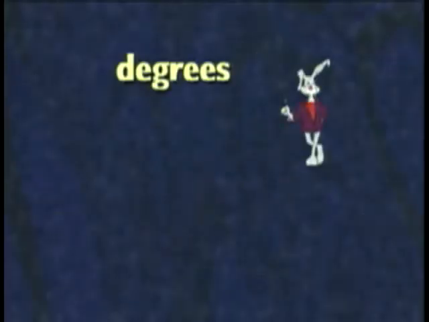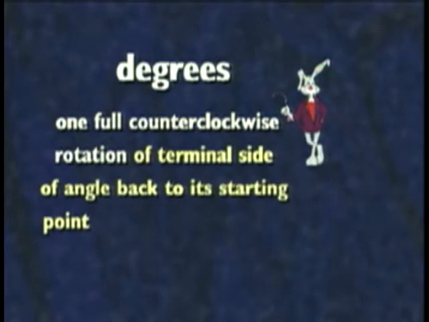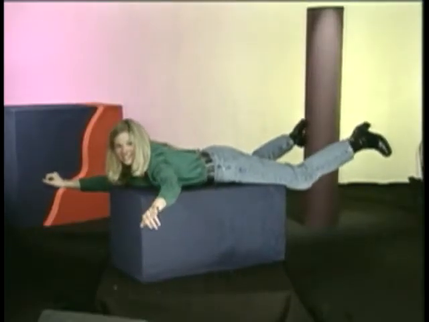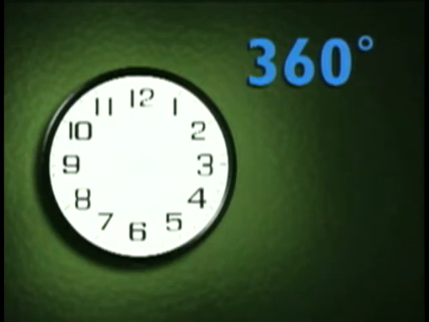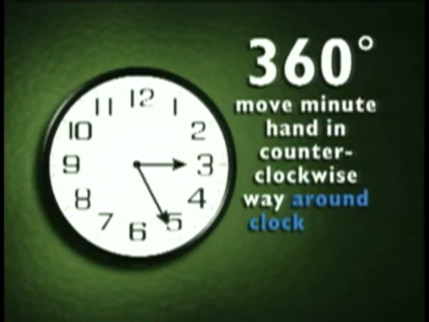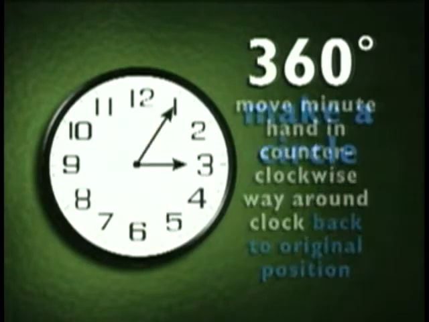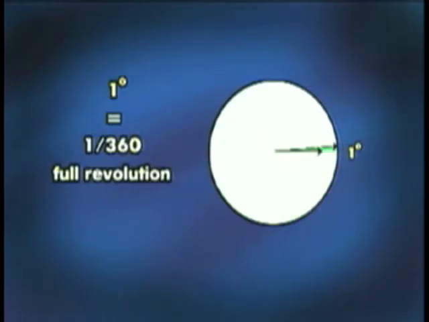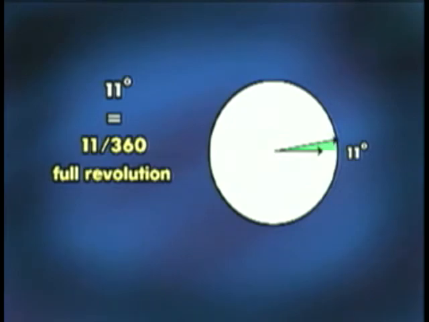Degrees are measured by saying that one full counterclockwise rotation of the terminal side of an angle back to its starting point measures 360 degrees. Let's go back to our clock. A 360-degree angle is one in which you move the minute hand in a counterclockwise way all the way around the clock back to its original position to make a circle. So, if 360 degrees is a full circle, then 1 degree is equal to 1/360th of a full revolution, and 11 degrees is 11/360ths of a full revolution.